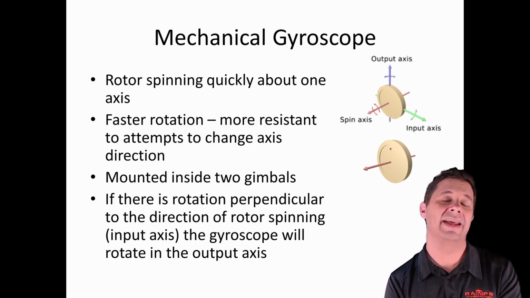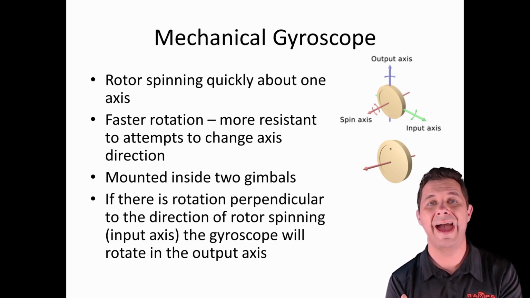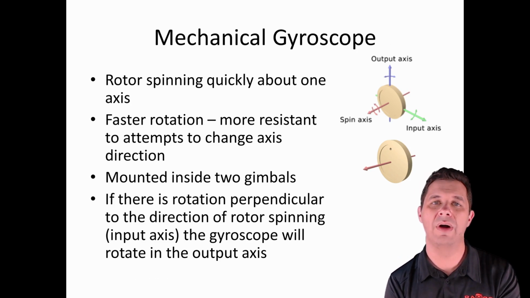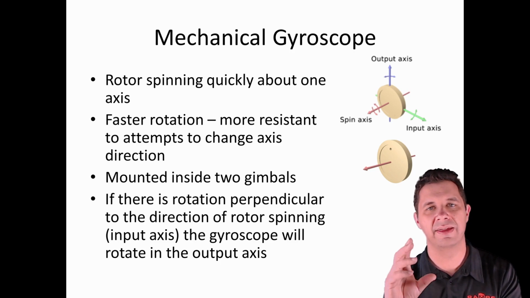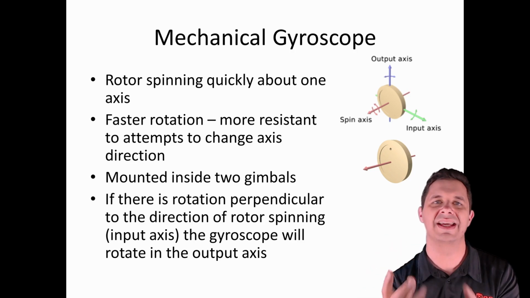Now, I've talked about accelerometers. Gyroscopes are how we measure rotation around an axis. So we could measure that rotation around the x-axis or the y-axis or the z-axis.